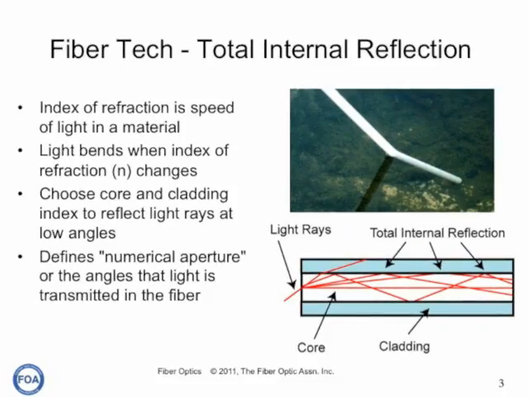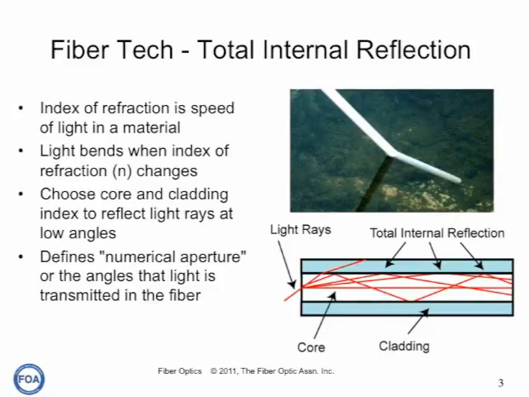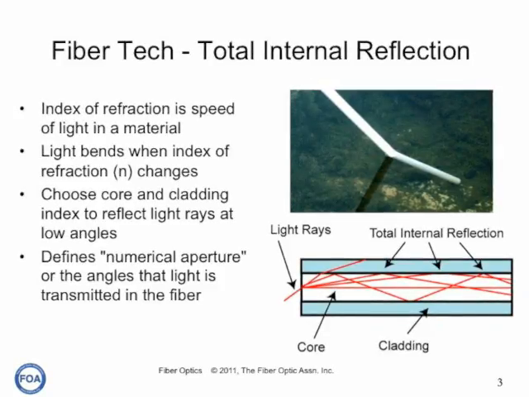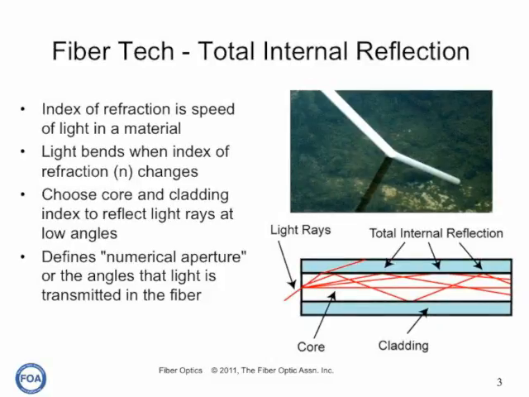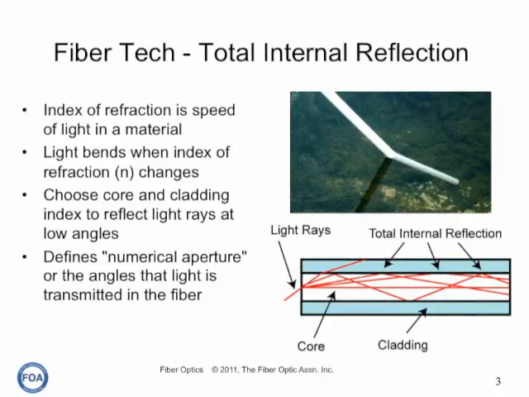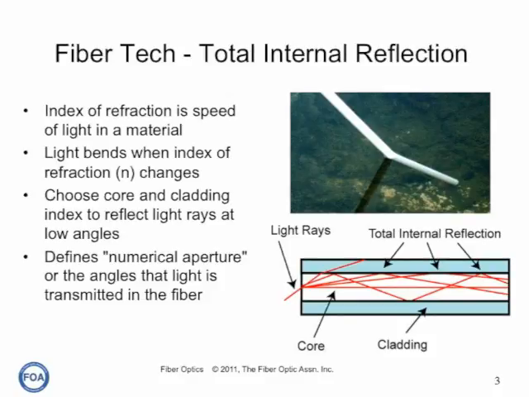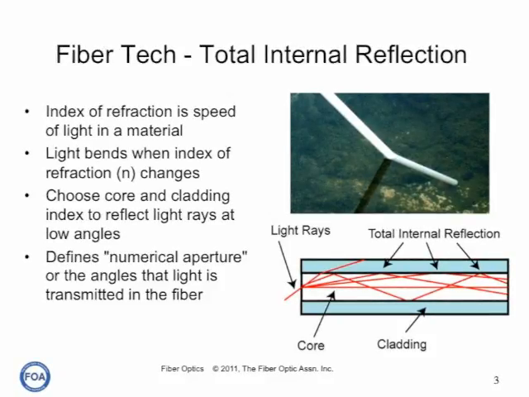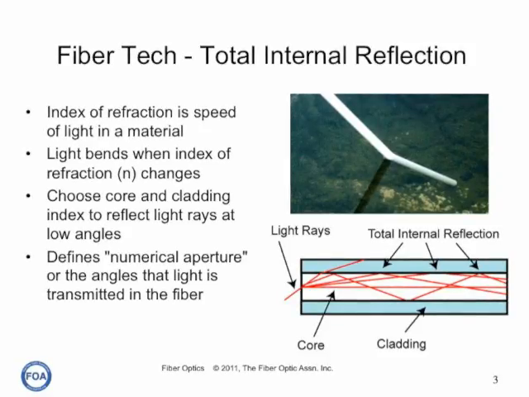When light travels through the interface between two materials of different optical properties, like water and air, as we see with this stick stuck into water, the light is refracted, or the angle of the light changes. And that's what makes a straight stick we push into the water look as though it's bent. The index of refraction is the speed of light in a material.